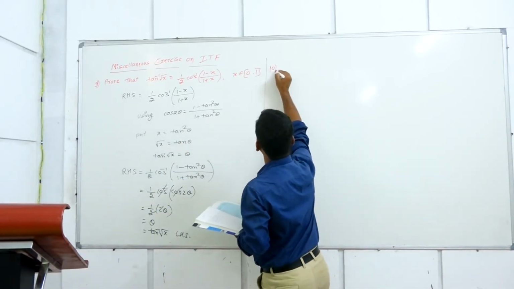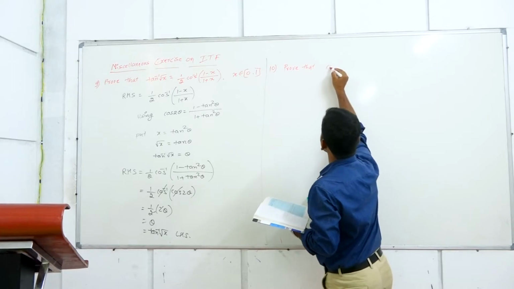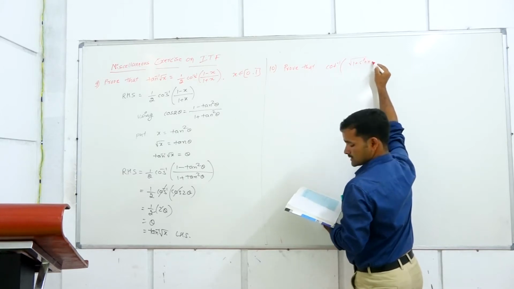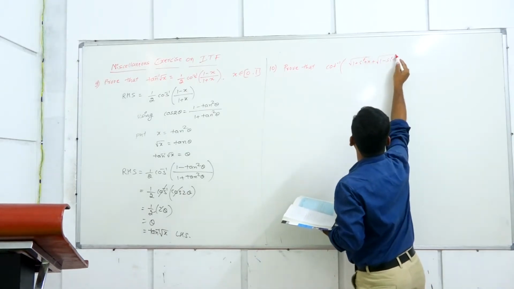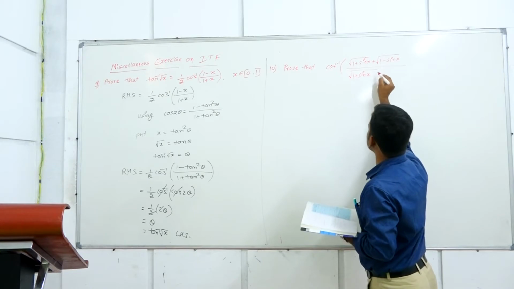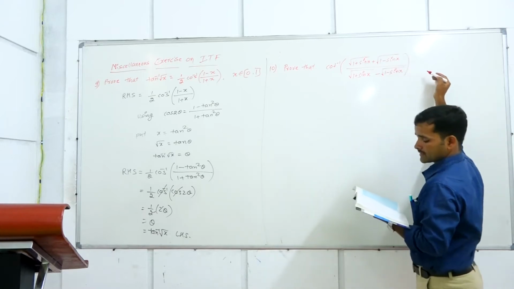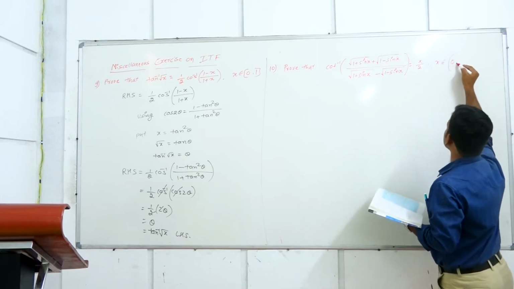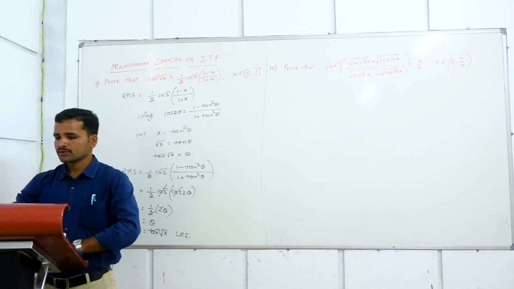Problem number 10 is prove that cot inverse of (square root of 1 plus sin x plus square root of 1 minus sin x) divided by (square root of 1 plus sin x minus square root of 1 minus sin x) is equal to x by 2, where x belongs to the open interval 0 to pi by 4. Okay, we are going to prove this one.